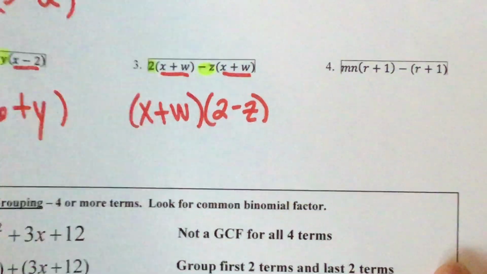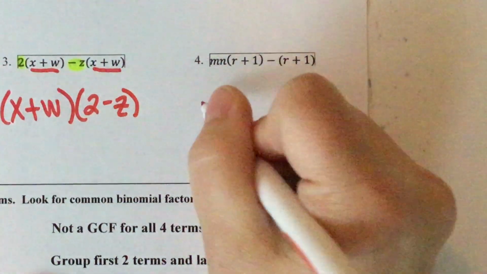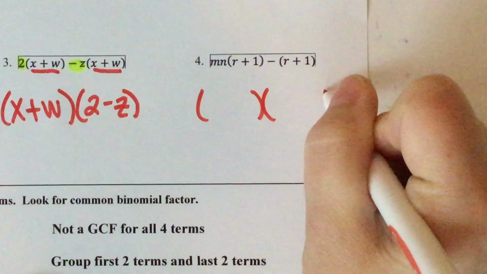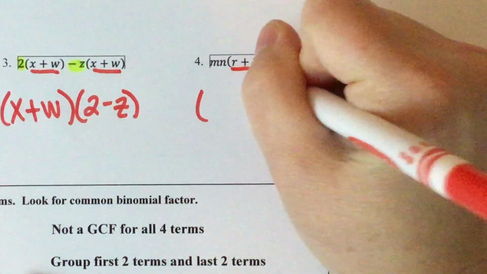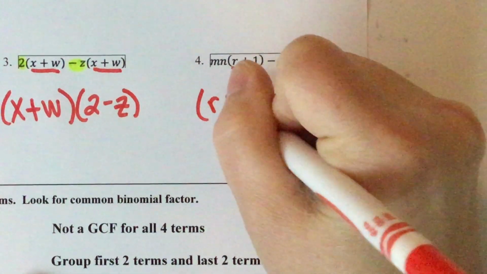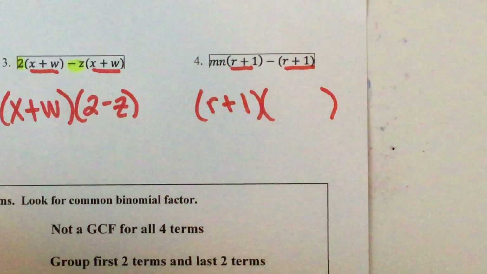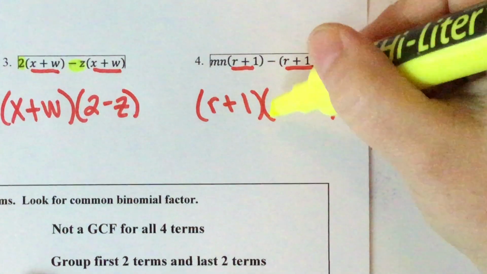Okay, so looking at number 4. What do you think is going to go in one set of the parentheses? R plus 1. That's what they both have, so that's what's going to go in one set of parentheses. Now, the next question might trick you. What do you think is going to go in the other set?